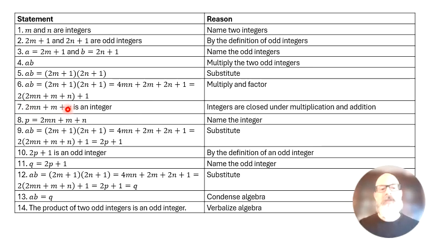Then let's nickname this horror show 2mn plus m plus n p. Why do you do that? You name things in proofs. Strategic, not sorcery.